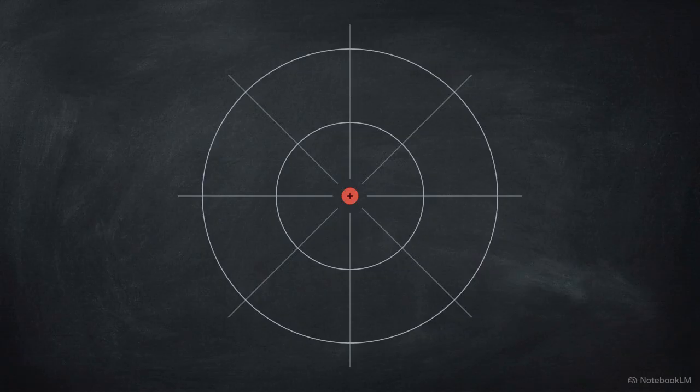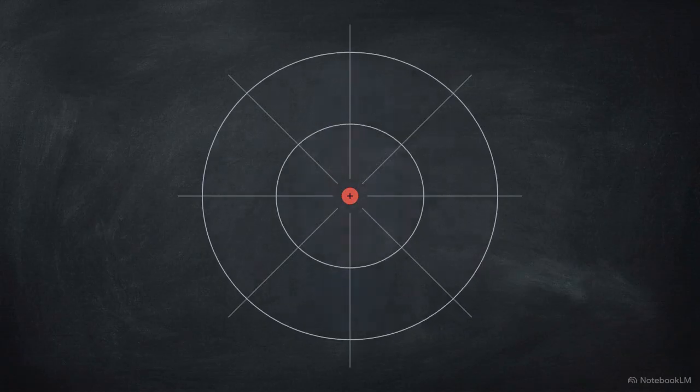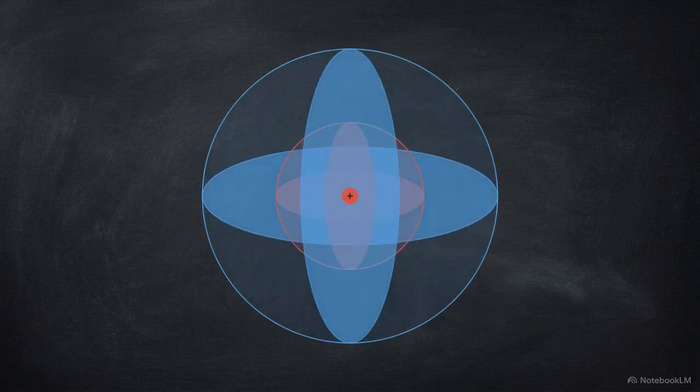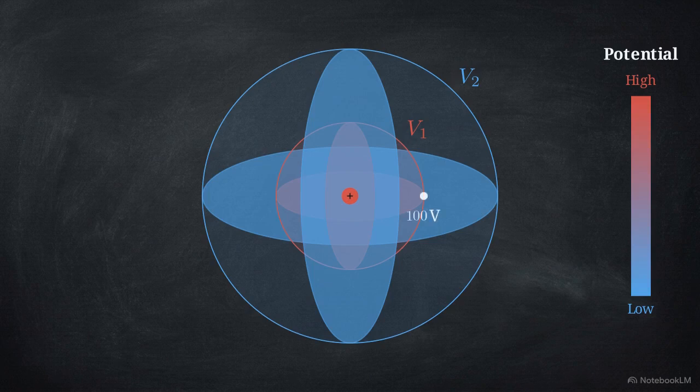In three-dimensional space, maintaining a constant radius from a central source mathematically guarantees a perfect sphere. The inner spherical surface holds a specific potential value, V1, while the outer sphere holds a different value, V2. This illustrates a potential gradient, where voltage decreases as we move further from the positive source.